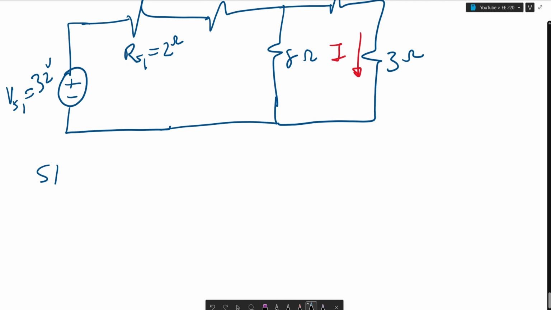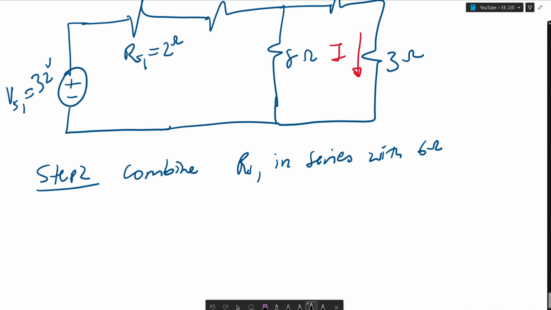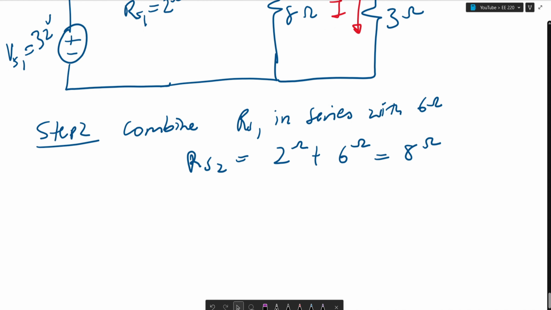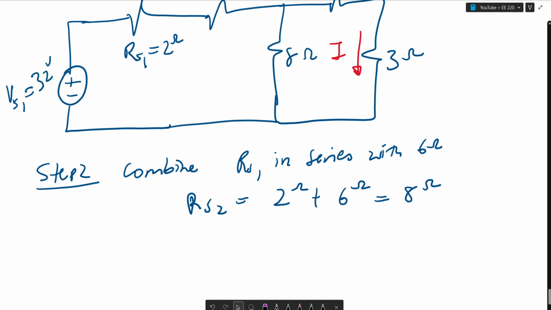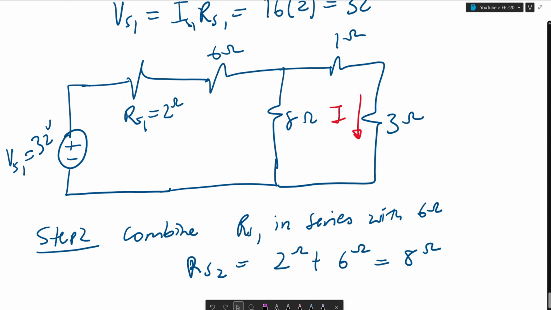Next thing we can do is step 2, combine RS1 in series with the 6 ohm resistor. So we get RS2 is equal to 2 ohms plus 6 ohms, which is equal to 8 ohms. So we have a VS1 and now an RS2, which is equal to 8 ohms.